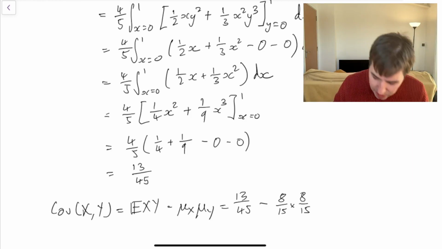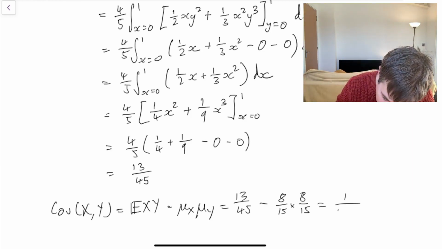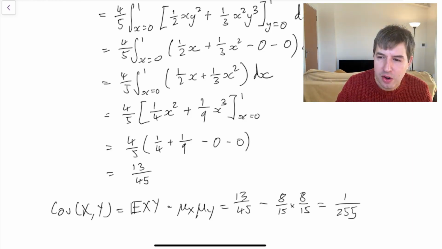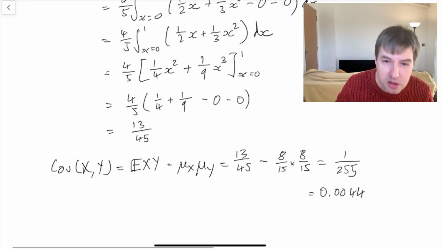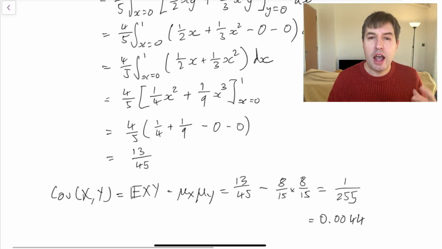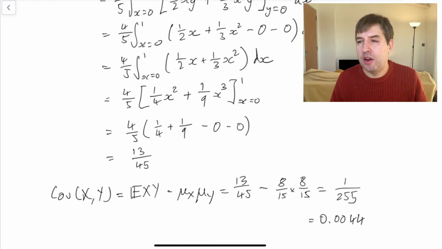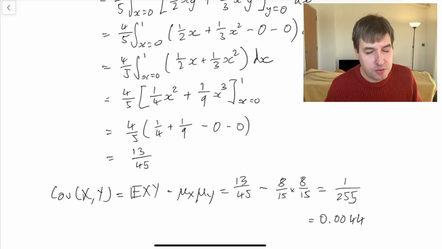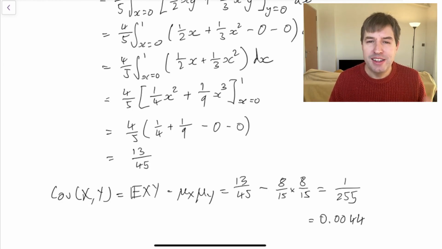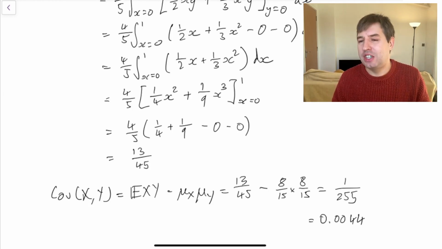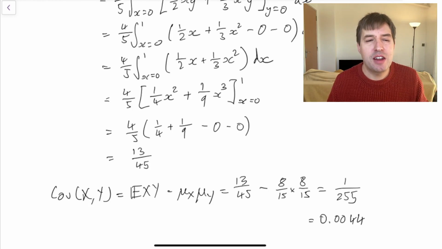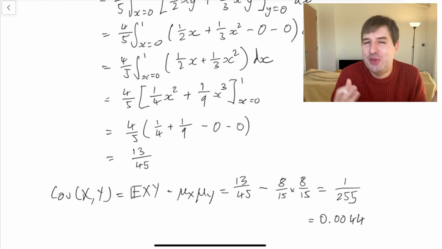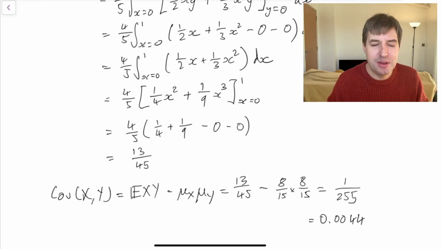And if you put that all over a common factor and work it out, you get 1 over 255, which is 0.0044 approximately. So here we get a very small positive covariance. That also means the correlation will be positive. So X and Y slightly agree with each other, as in when one of them's big, it's slightly more likely that the other one will be big, because they have a slightly positive covariance. On the other hand, the covariance is near 0, so that's sort of almost independent, but not quite.